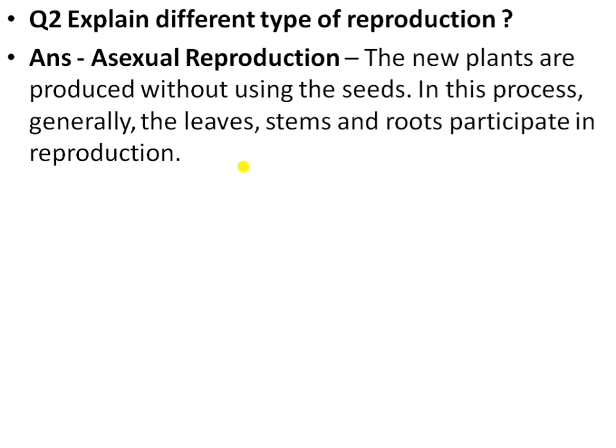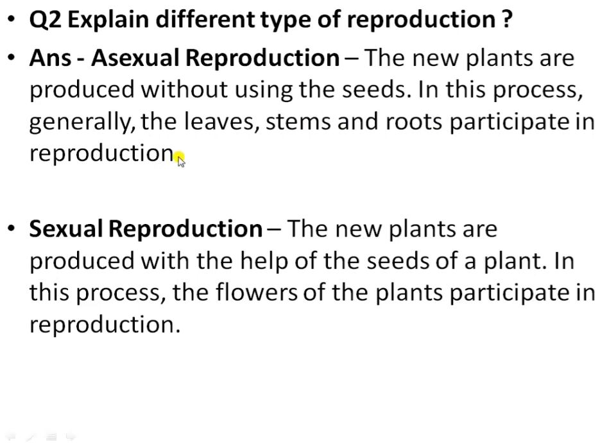These are the vegetative parts, and the plant is produced without the formation of seed. That is asexual reproduction. Next is sexual reproduction. In sexual reproduction, new plants are formed from the seed of the plant. Flowers are the reproductive organs that produce the seed. Here only the reproductive parts are involved, and the plant is produced with the help of seed. In this process, the flower of the plant participates in reproduction. This is sexual reproduction.